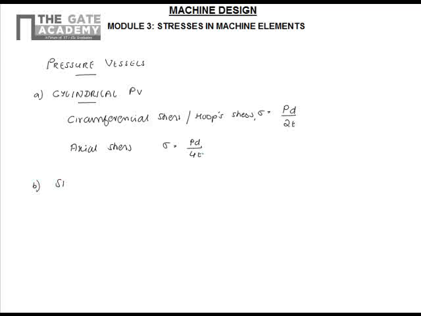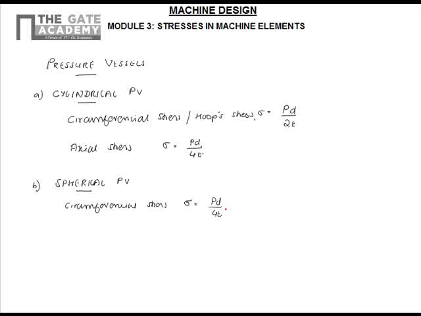And in spherical pressure vessels, we have seen that circumferential stress is given by sigma is equal to PD by 4T. In spherical pressure vessel, your axial stress also will be sigma is equal to PD by 4T. Both stress will be the same.